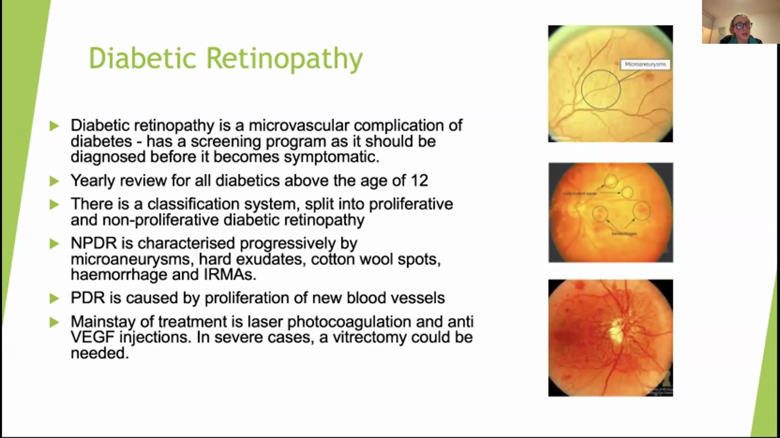So the treatment for both of these is laser photocoagulation and anti-VEGF as well. In severe cases, they might do a vitrectomy, but it's good to have an understanding of these because it's something to counsel patients on, particularly patients coming in for a diabetes checkup. And it's also quite an important complication in terms of impact on patients.